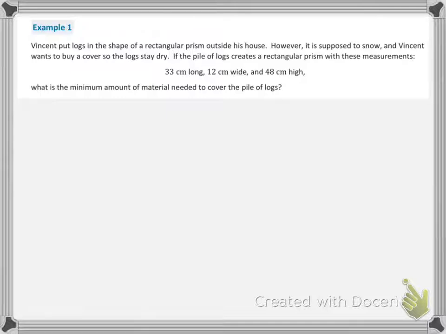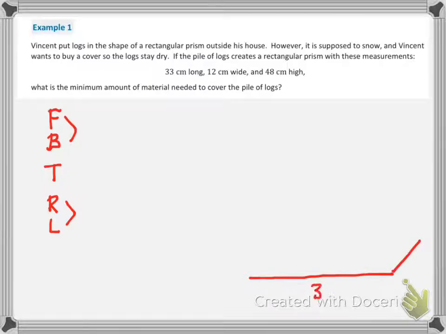So we're going to be smart about this. We're going to go front, back, definitely going to do that. Just the top, no bottom, and then a right side and a left side. Those two will be together. So let's see. 33 long. Let me just draw us a little sketch. 33 long, 12 wide would be this dimension. So 33 by 12. And then it's going to be 48 centimeters high. So that's going to go here, 48. And so this is what it's going to look like, roughly.